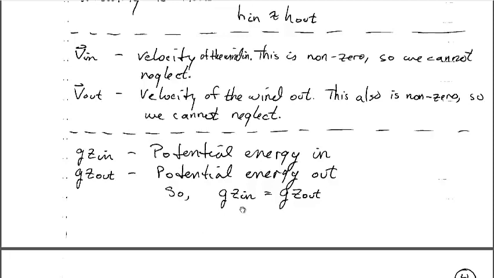The wind flows into the control system at a certain elevation, and that wind doesn't change elevation substantially as it flows through the wind turbine system. In fact, it probably doesn't change elevation at all. So the potential energy of the wind is basically the same, right? The potential energy of the wind going into the control system is the same as the potential energy of the wind exiting the control system. So we can reasonably say that Gz in, the potential energy of the wind in, is equal to Gz out, the potential energy of the wind out.